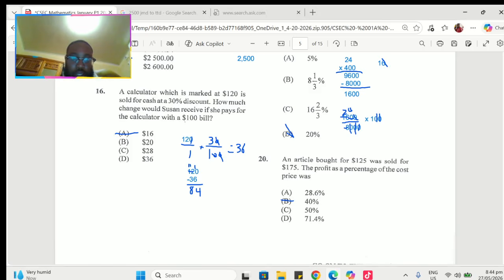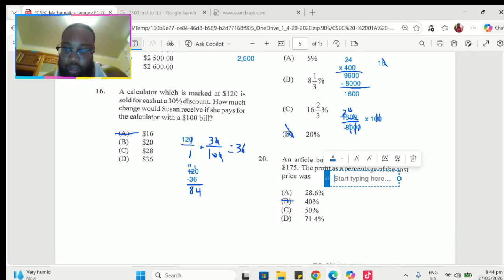An article bought for $125 was sold for $175. The profit as a percentage of the cost price is, so the profit would be the difference between 125 and 175, right? This is January 2023. The difference between 125 and 175 is 50. They want it as the cost price. The cost price is how much you paid for it, which is the 125. So I take 175 minus 125 to get the profit, the selling price minus the cost price.